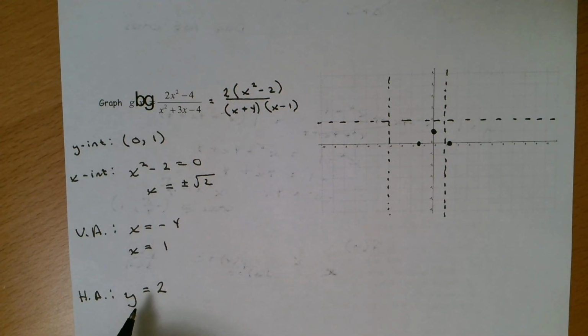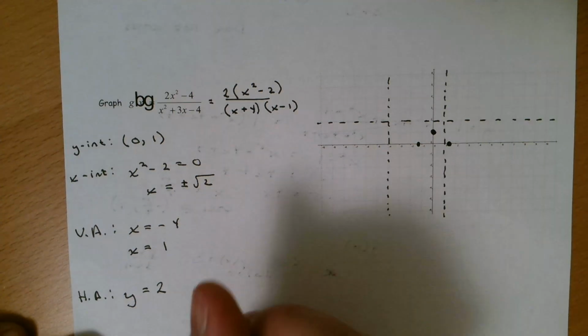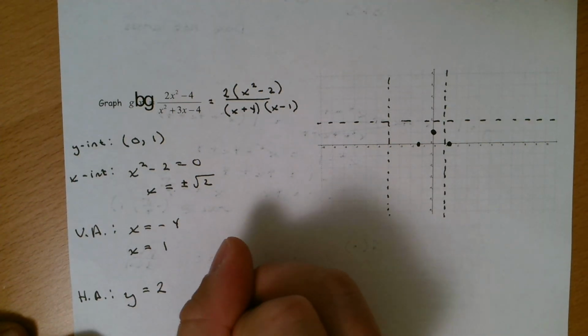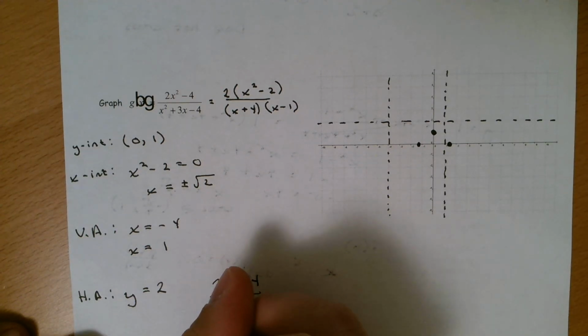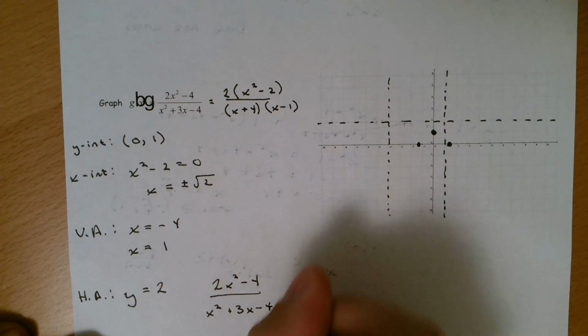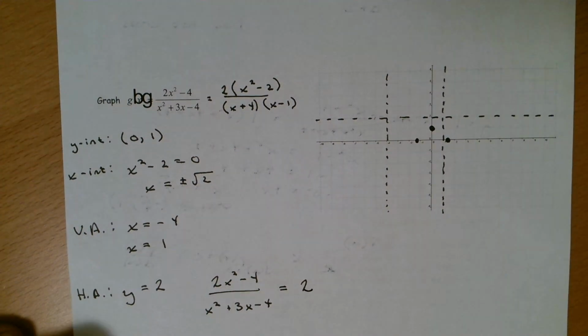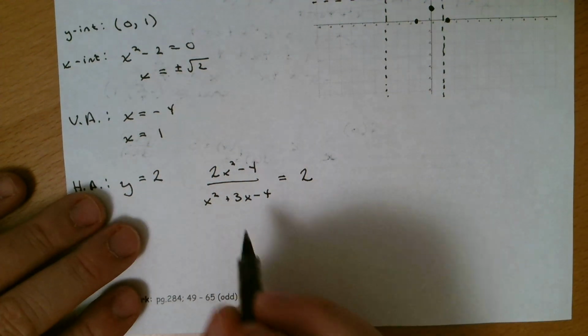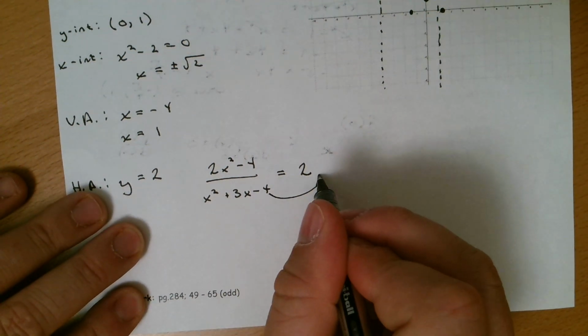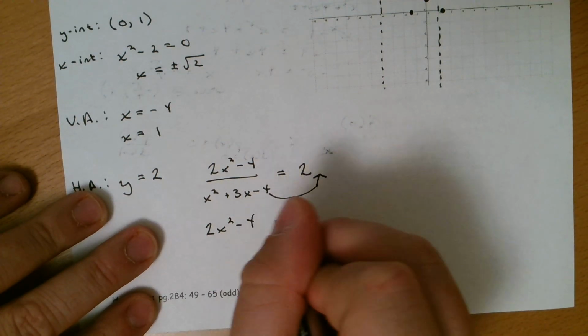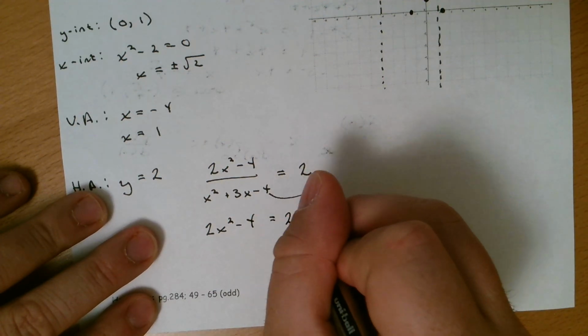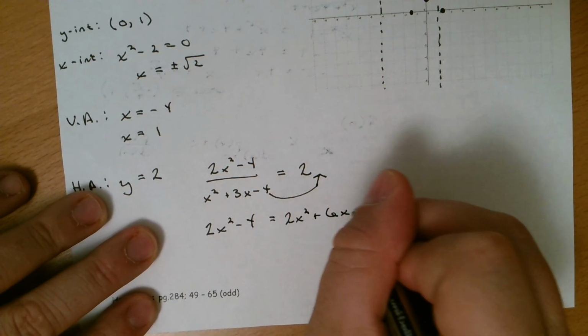Okay, then we're going to use some common sense to graph our function. So I'm going to set my original function, which is 2x squared minus 4 over x squared plus 3x minus 4, equal to my horizontal asymptote, which is 2. Okay, so let's do some algebra here. Let's solve. I'm essentially going to multiply this thing over there. So the left side is still 2x squared minus 4. The right side becomes 2x squared plus 6x minus 8.